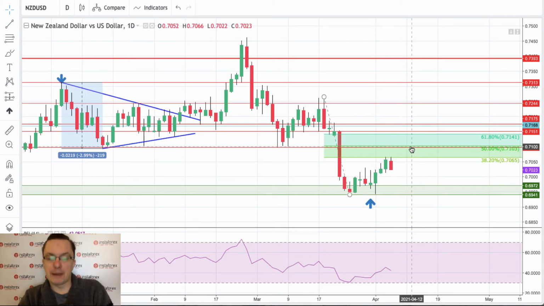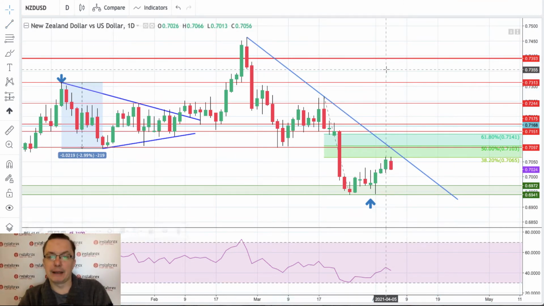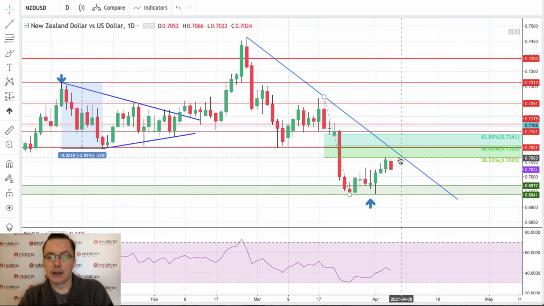So the bears are still in control of this market, of the New Zealand dollar market. So people are selling New Zealand dollar and buying US dollar. As you can see, we are trading below this blue short-term trend line resistance as well. So please keep an eye on this line as well.